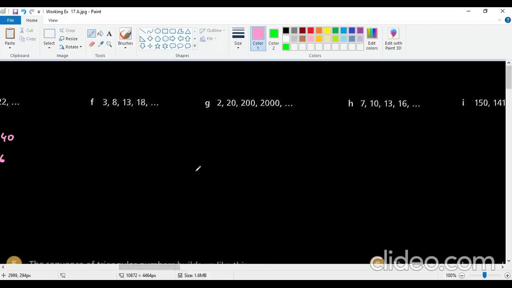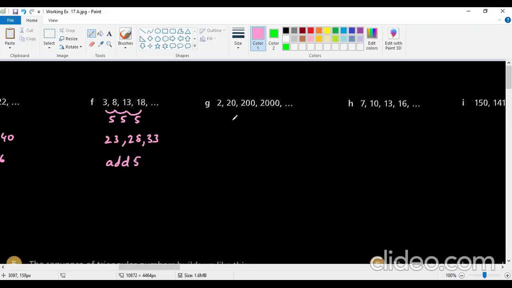Now comes F. So 3 gives you 8. So what is happening here? 5 is being added to the previous term. So the next numbers are going to be 23, 28, and 33. And the rule is to add 5 to the previous term.